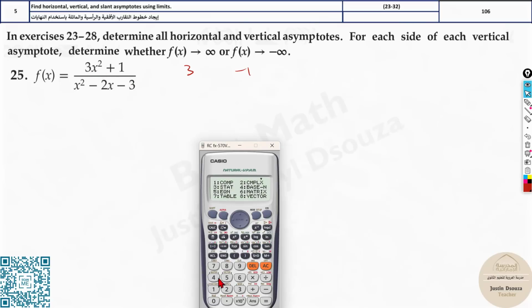So the easier method would be just type whatever is the numerator, 3x squared plus 1. Okay, and calculate at 3. What is the value? It's 28. It's fine. It should not be 0. That's the only thing. If you put over here, yes, that's fine. Now what about calculating at minus 1?